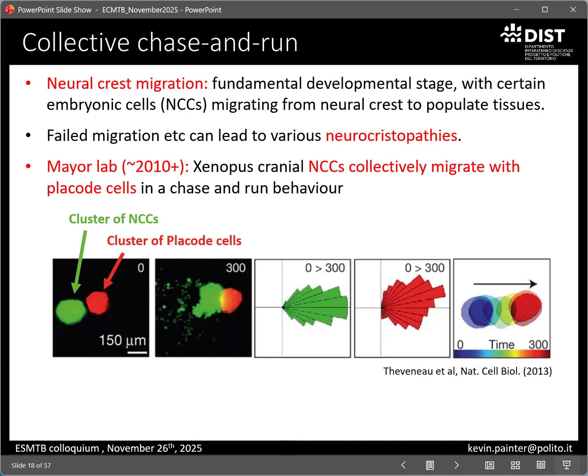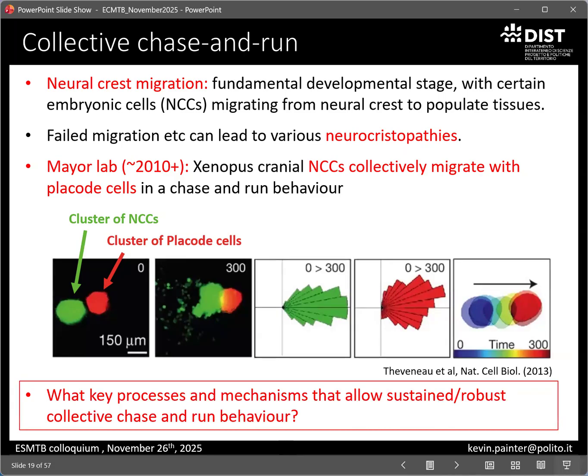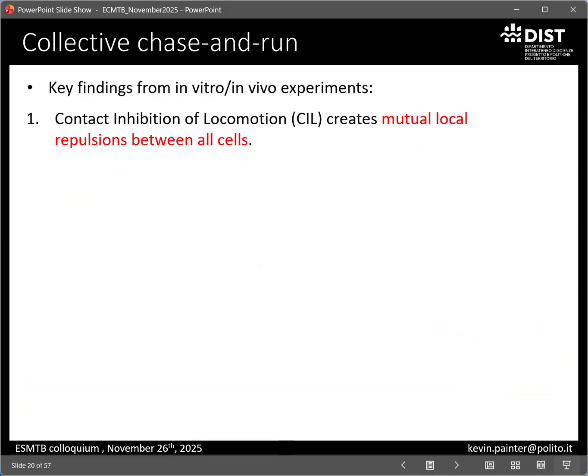So this is, as I say, rather than an individual chase and run, what I would describe as a collective chase and run, where rather than just between two individuals, we're talking about chase and run between two groups or two populations, and they're moving in this coordinated way, seemingly robustly for a considerable period of time. So the question from my perspective is what are the key processes and mechanisms that would allow this sustained and robust collective chase and run behavior? That's what we wanted to look at.